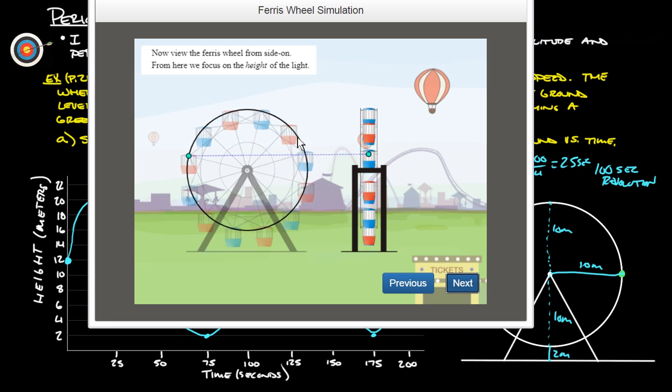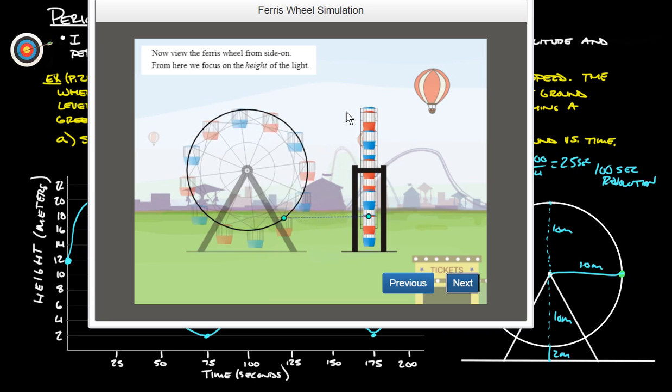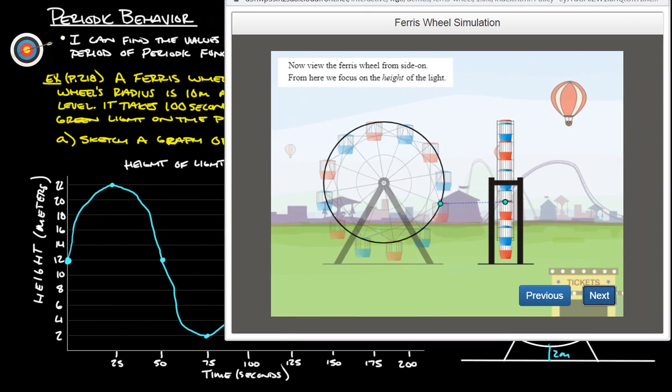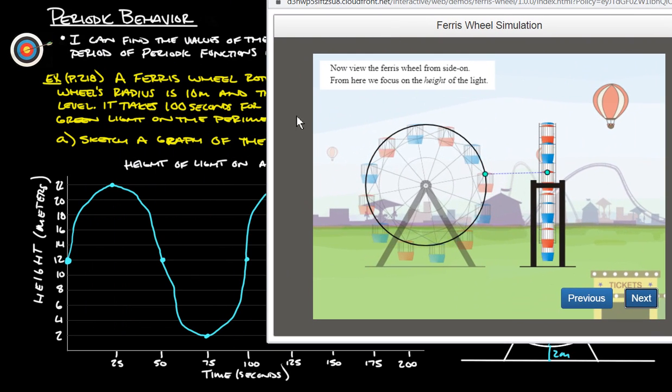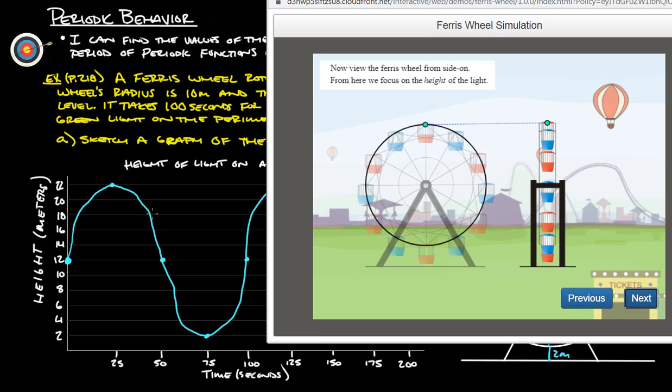We're viewing the Ferris wheel as if we're standing over here, looking straight at it this way. Now notice how this thing is going up and down. This is really our Y value on our graph here. If we can move this over a little bit so we can see at least the first part of it, right? So as this thing's going up and down, that's our Y value.